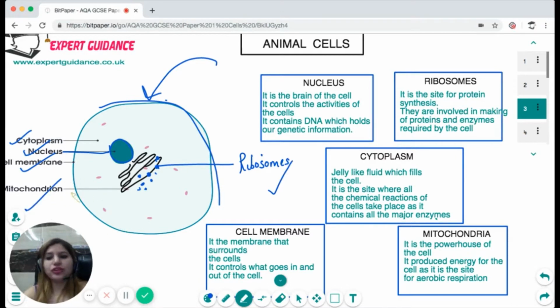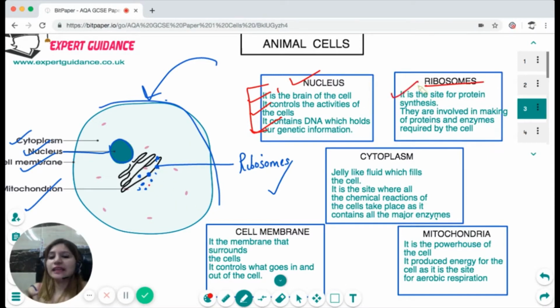Now, you should know these names and the functions of each, as these are found both in plant and animal cells. So the first is the nucleus. It is the brain of the cell, because it controls all the activities. It controls what is happening inside the cell, and it also has your genetic information as it contains the DNA. So you should know all these three functions of the nucleus. Next is the ribosomes. Ribosomes are the site for protein synthesis.